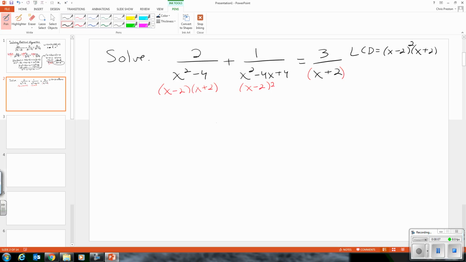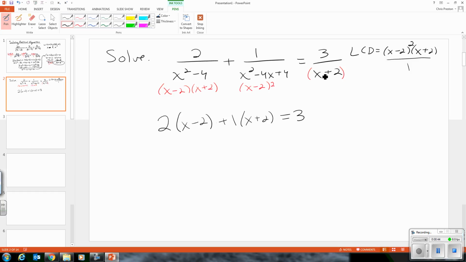So I'm going to multiply everybody by that over 1, and I'm going to distribute that through. And just like before, the part I already have is going to cancel out, and I'm going to be left with the part I don't have. So after I do that multiplication, I'm going to have 2 times, one of the x minus 2's is going to cancel out, the x plus 2 is going to cancel out, and so that's going to leave me one of the x minus 2's. Plus 1 times, well, both x minus 2's will cancel out, and I'll have x plus 2.